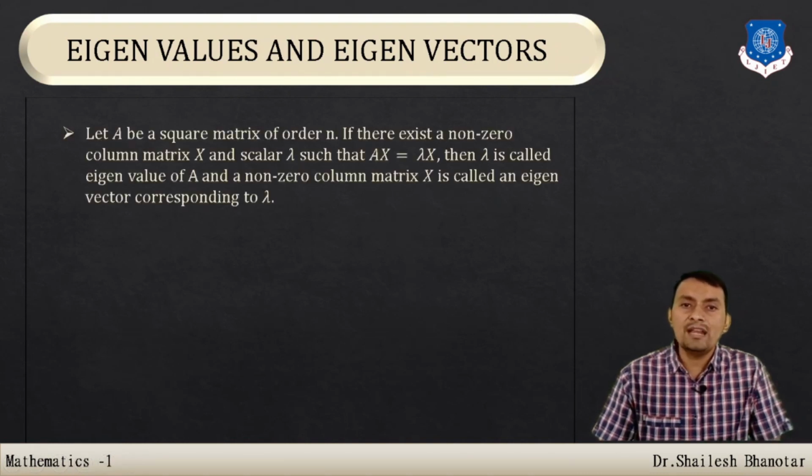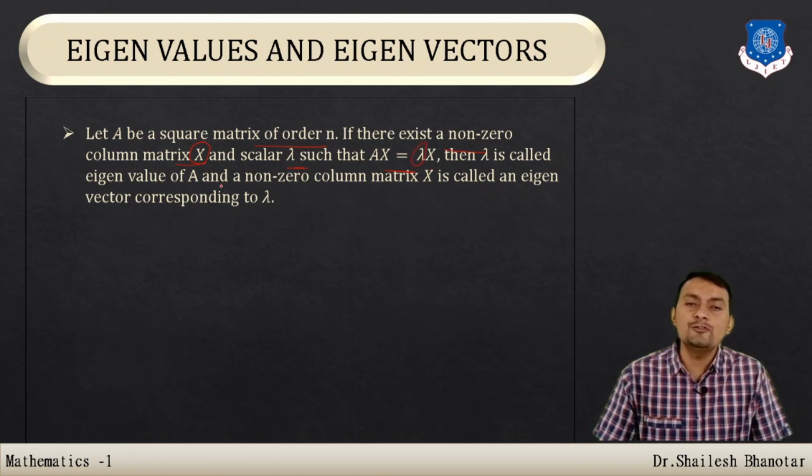Let A be a square matrix of order n, and suppose there exists a non-zero column vector, that is, a column matrix X, and a scalar lambda, such that AX = lambda X. Then lambda is known as the eigenvalue of matrix A, and the non-zero column vector X is known as the corresponding eigenvector. Whenever we consider eigenvalues and eigenvectors, we first determine the eigenvalues, and after that we find the eigenvectors corresponding to those eigenvalues.